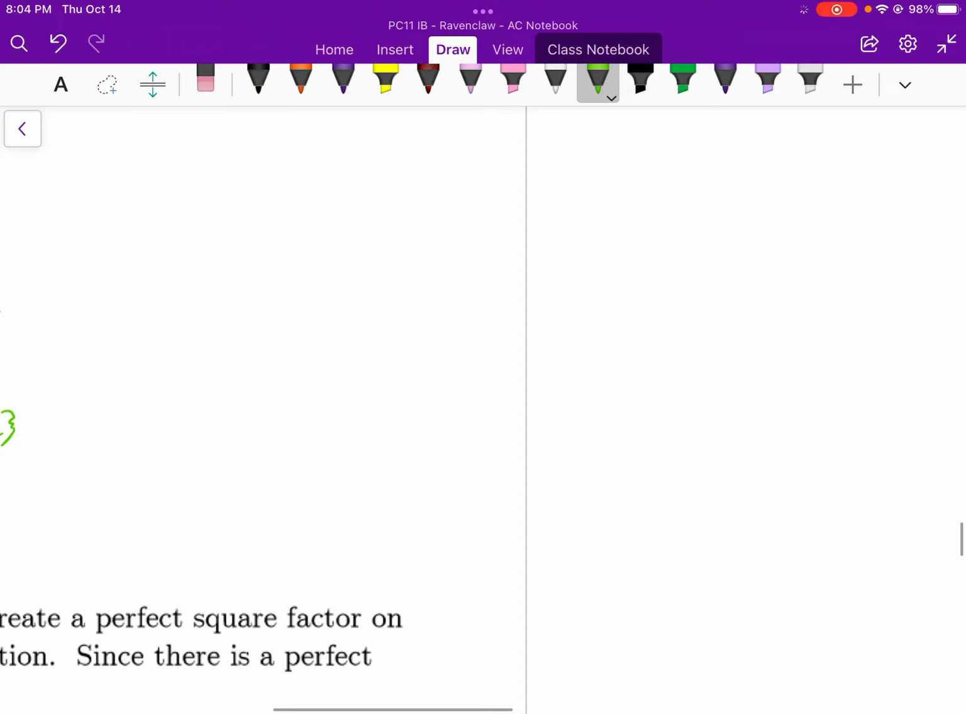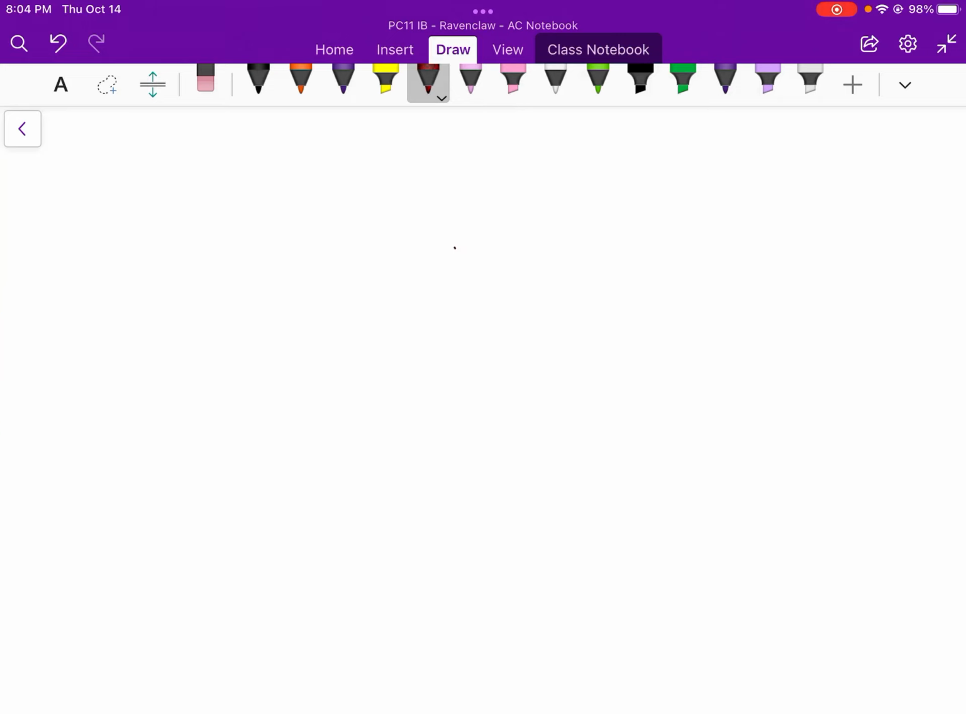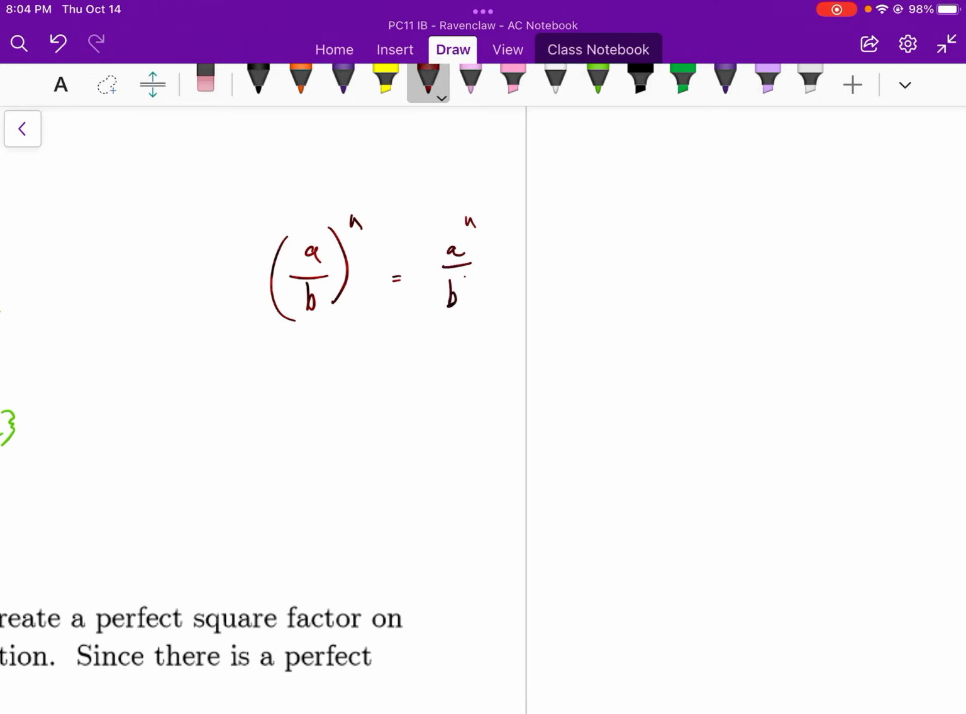If you recall way back when, if I have a fraction (a/b) to the power of n, we could distribute the exponent as a^n over b^n. This seems entirely unconnected to what's going on here. But if you recall from grade 10, if I have the square root of a, we can always introduce that as an exponent, a^(1/2).